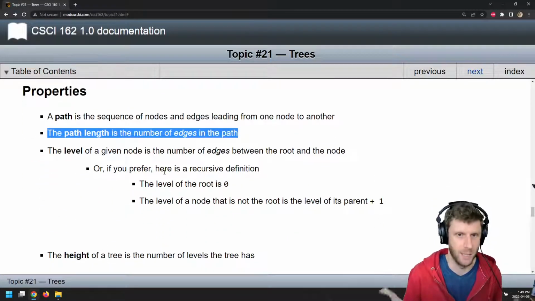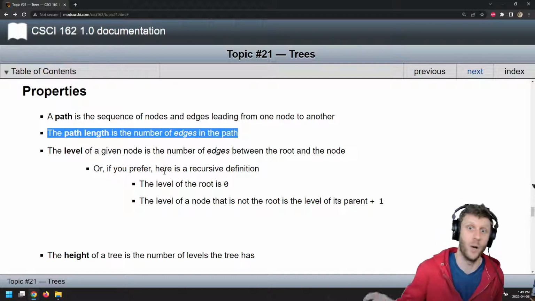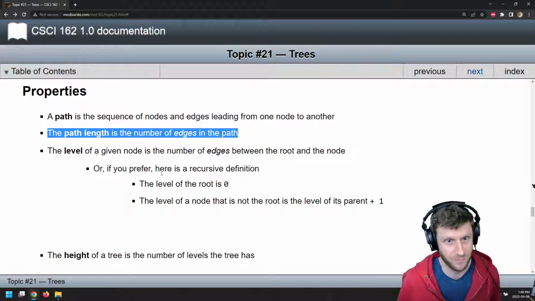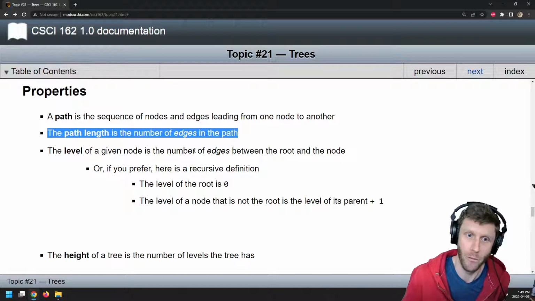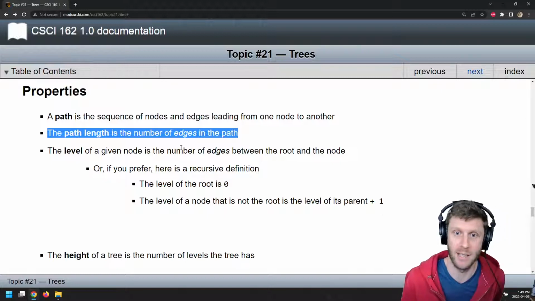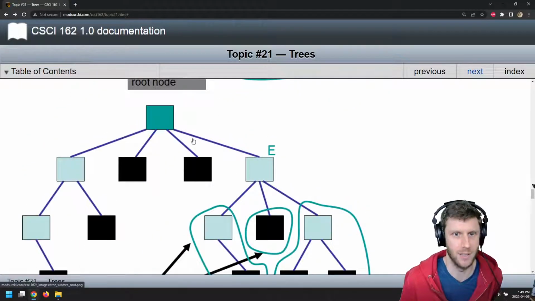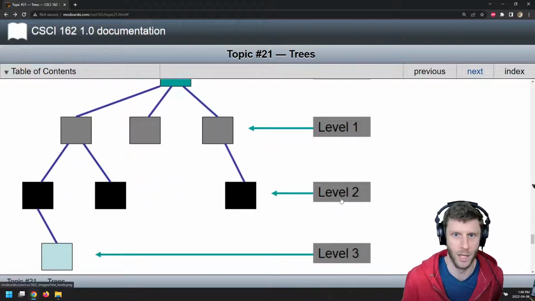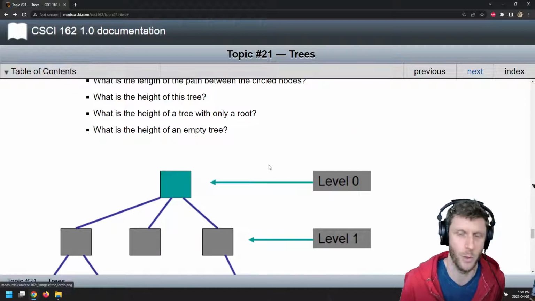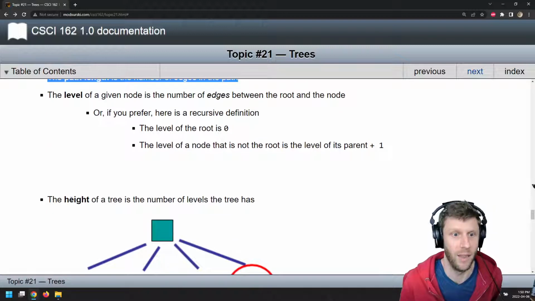The level, okay, pay attention. The level of a given node is the number of edges between the root and the node. Or if you prefer a recursive definition, the level of the root is 0, and the level of a node that is not the root is the level of its parent plus 1. In other words, this is level 0. Here we go. Level 0, level 1, level 2, level 3. Note that the root is at level 0. The height of a tree is the number of levels it has.